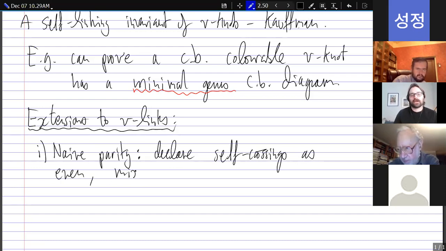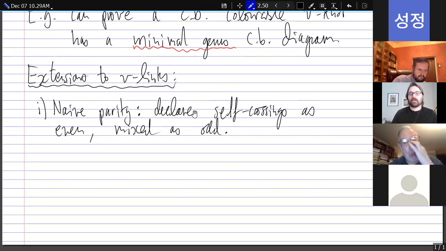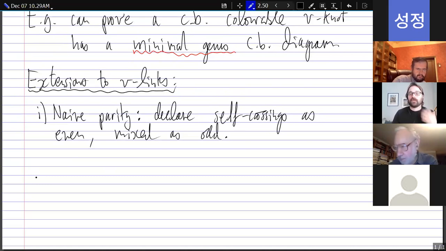and mixed crossings as odd, by which I mean crossings between the same link component as even, and then crossings between two distinct link components as odd. This satisfies the axioms of a parity, but it doesn't enjoy much of the power that you would really want from a parity theory for links.